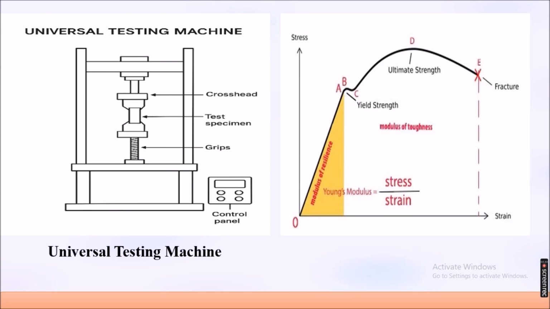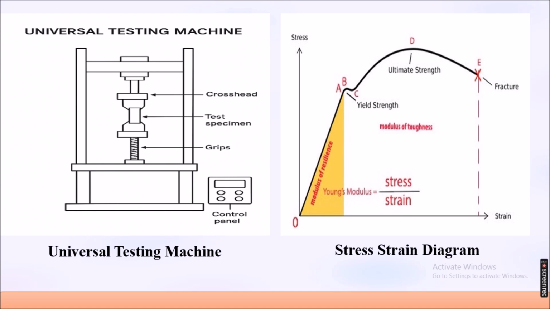These are the diagram of the universal testing machine and the stress-strain diagram for mild steel. A universal testing machine, UTM, is a device used to test the mechanical properties of materials under tension, compression, or bending. It consists of two main parts, the loading unit, which applies the force, and the control unit, which measures and records load and deformation. The UTM helps determine important material properties like yield strength, ultimate strength, and elongation.